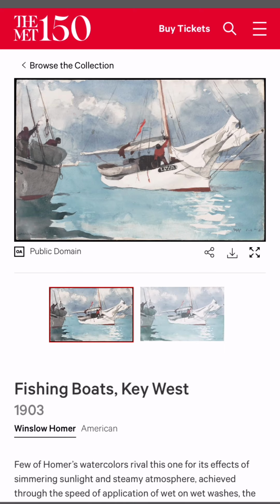Here we have a painting of a few boats on the ocean water, and remember, we're trying to identify what is the positive space and what is the negative space. The positive space would be the boats. If you said boats, then you are correct. That is the positive space. The negative space is all of the space around these boats, so the sky and the water.